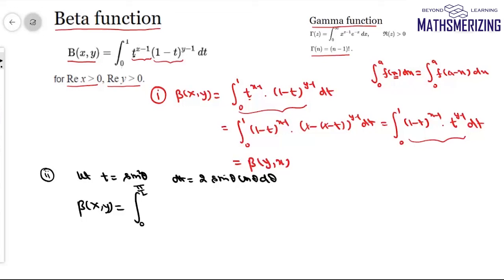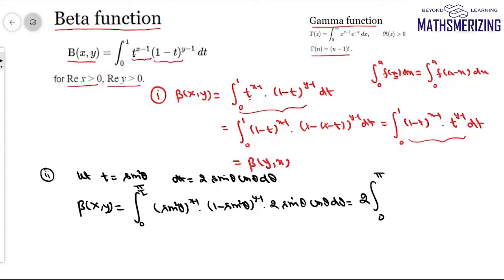Now I'll put the value of t. T here is sine square theta, so that is sine square theta to the power x minus 1, and here it is 1 minus sine square theta to the power y minus 1 into 2 sine theta into cos theta d theta. We can also write it as, so I'll take this 2 out, so this is 2 from 0 to pi by 2.